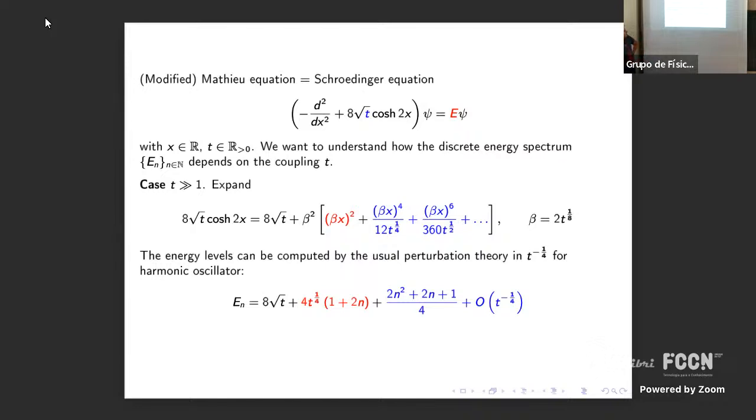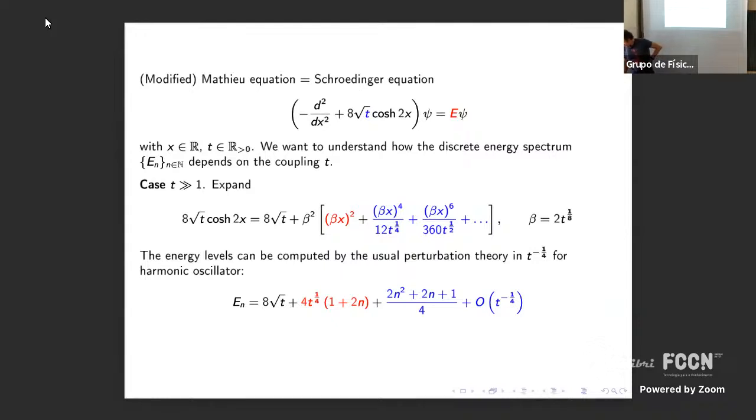The first case to analyze, which is an easy one, is the case of large coupling. Here your cosh potential can be well approximated by a harmonic oscillator, and you see the expansion of the energy level, 8 square root of t. This is just the first term of the expansion of cosh, which comes from the harmonic oscillator. This is the first order contribution from the usual perturbation theory in quantum mechanics, and in principle you can compute as many terms as you want.